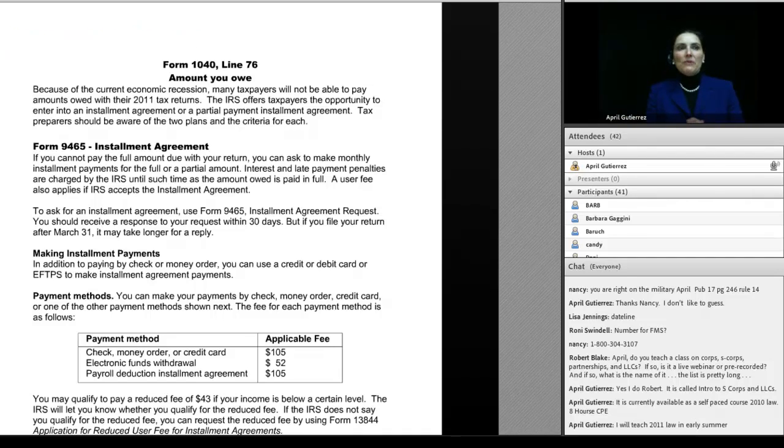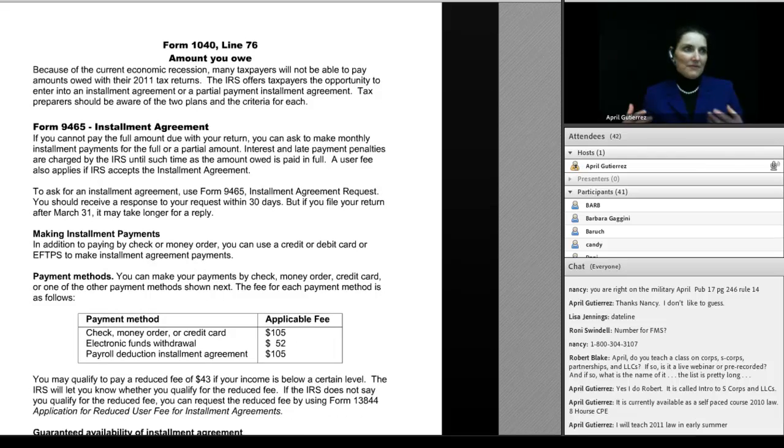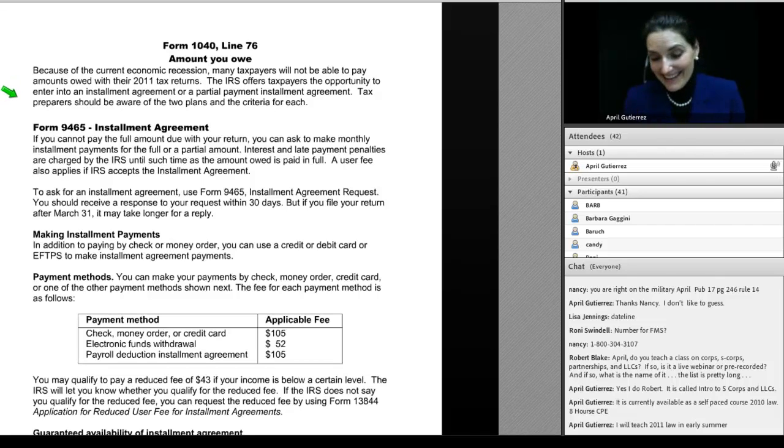Okay, so, well, we talked about what happens when you have a refund but you're not getting it for all the various reasons we covered. Now we're going to move on to, well, what happens? I owe, and I can't afford to pay what I owe. How often does that happen? Well, that happens a lot, yes. And it's the opening paragraph. Because of the current economic recession, many taxpayers will not be able to pay amounts owed with their 2011 tax returns. The IRS offers taxpayers the opportunity to enter into an installment agreement or a partial payment installment agreement.